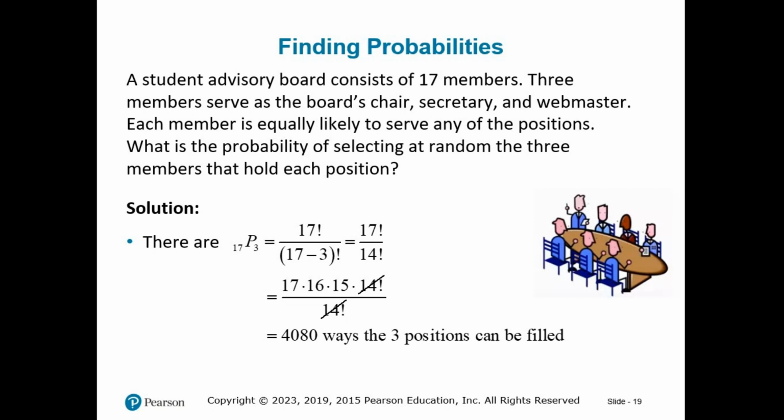But wait, remember what they asked is the probability of choosing the correct order. So we're not quite done. What we have done so far is just found the number of ways those positions can be filled. Okay, so what are the possible ways of selecting the exact arrangement of people in the correct positions? Well, there's just one way in order to select them correctly. So we divide 1 by the total number of ways they could be filled. We just found 4,080, and we get the probability of selecting all 3 of them correctly at random to be about 0.0002. Okay, that wasn't so bad, right?